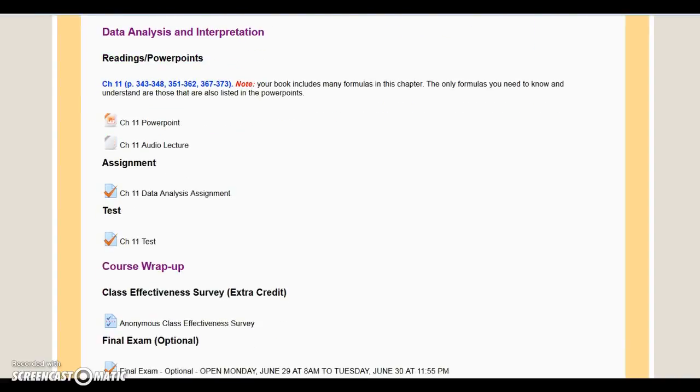This week we actually are just covering one chapter on data analysis and interpretation. Note that you only need to read the select pages. And also that your book includes a lot of formulas, but you're only responsible for the ones that are listed in the PowerPoints. You've got one assignment and one test for this chapter, but be aware that the material is kind of challenging, so be prepared.